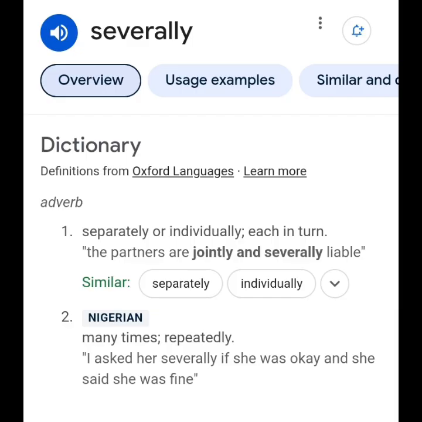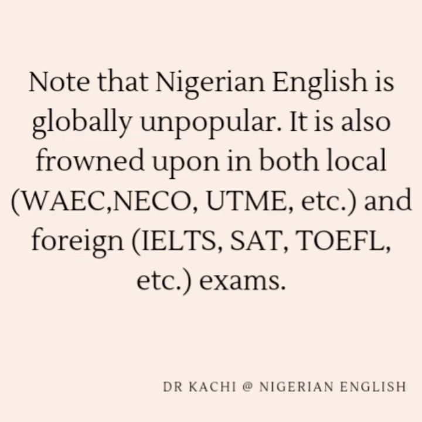Okay, now let me also say that Oxford English Dictionary, I think the latest edition, captured the word severally as the second meaning, as a way of saying several times in Nigerian English. Now I don't know what those of you who are arguing against Nigerian English have to say about this. While some linguists see Nigerian English expression as glorified errors, others like me believe it's an emerging variety of the English language that has not yet gained much global recognition.